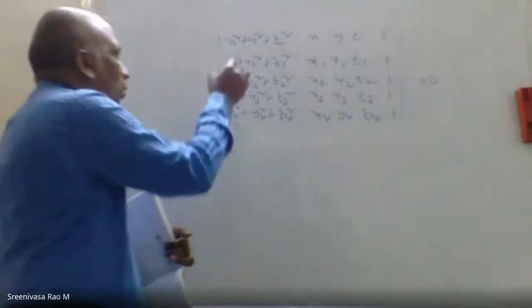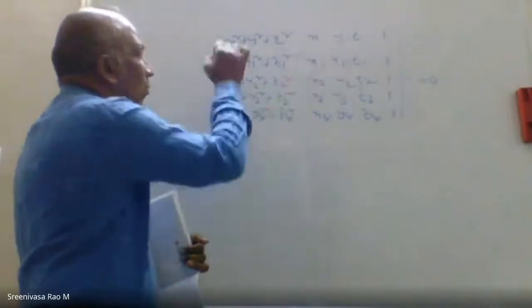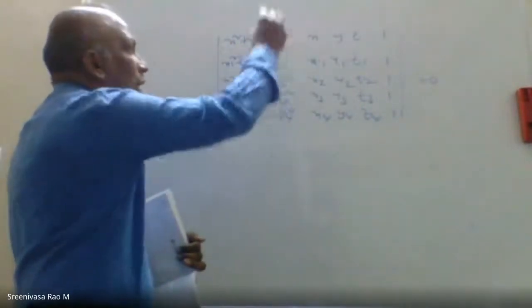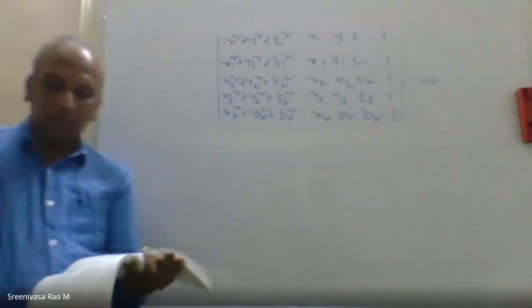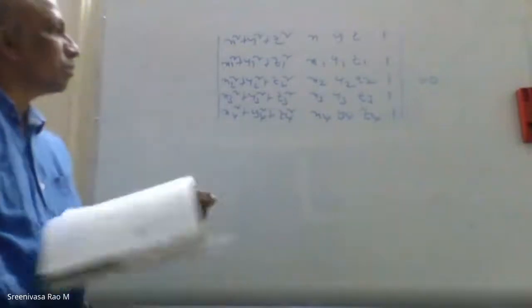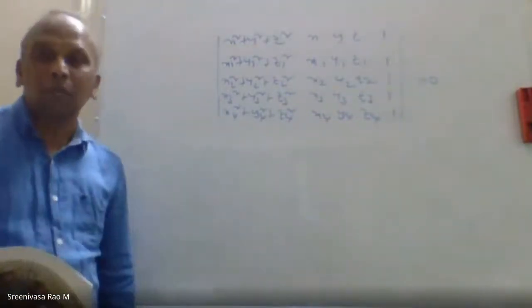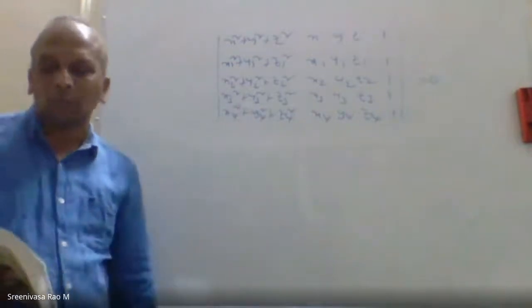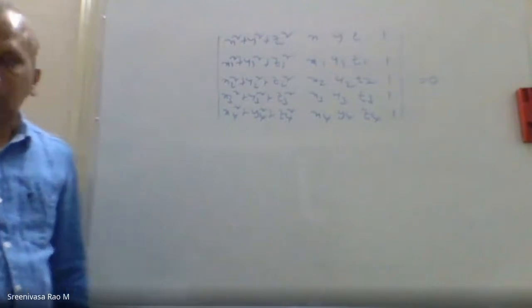You can see here we have 5 rows and 5 columns, so it is a 5 by 5 matrix. The determinant of this 5 by 5 matrix should be 0. So this determinant represents the equation of a sphere passing through the given 4 points.